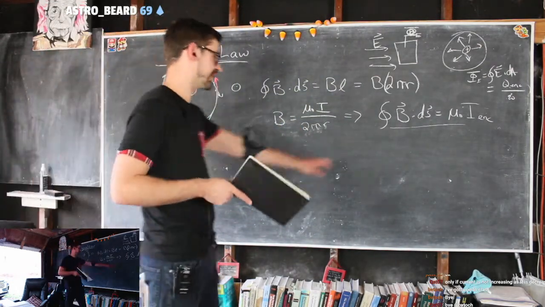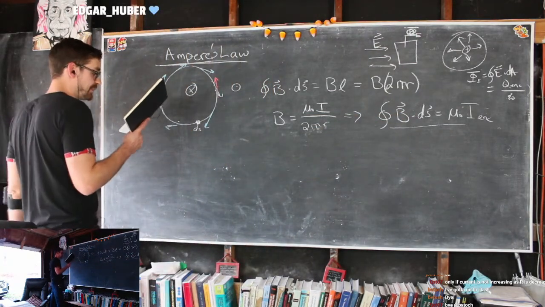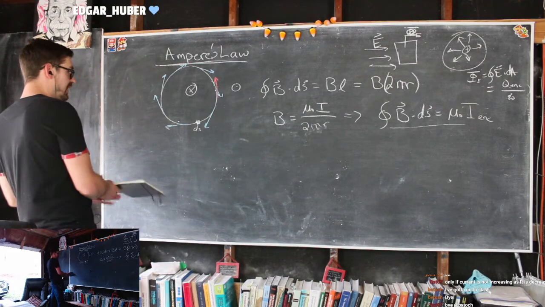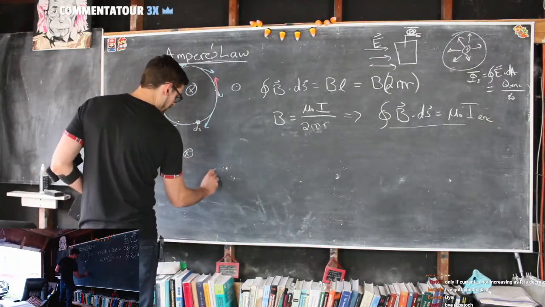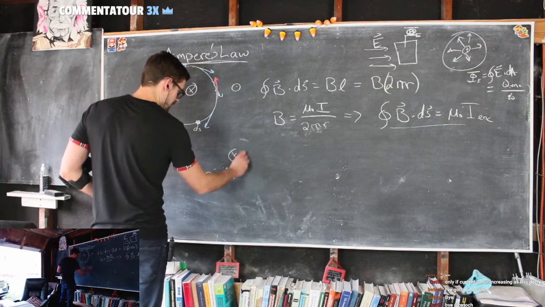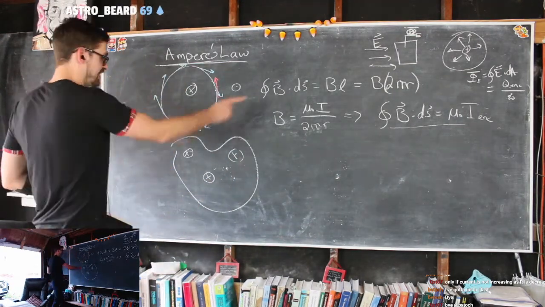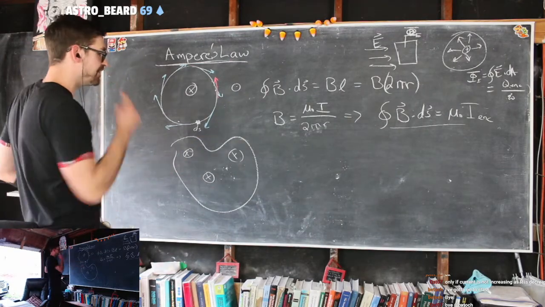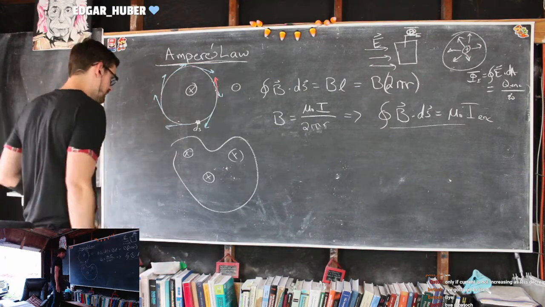Of course, with this ds on this side, that is true independent of the shape of the Amperian loop. You could have a series of wires and have an Amperian loop that looks like this, where ds is now going to be the shape of this weird loop. That's true for any shape.